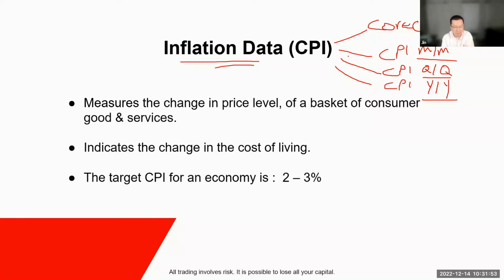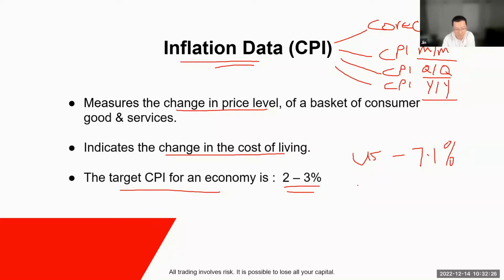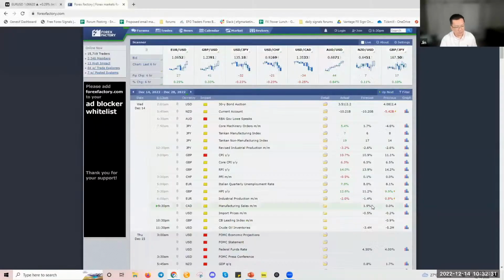What is the CPI? The inflation data. Basically, inflation is a measure of change in the price level of a basket of goods and services. It indicates the change in the cost of living. The target CPI is 2 to 3%. I can tell you now that the US CPI is at 7.1%. The UK CPI, if I'm not wrong, let me just check that.